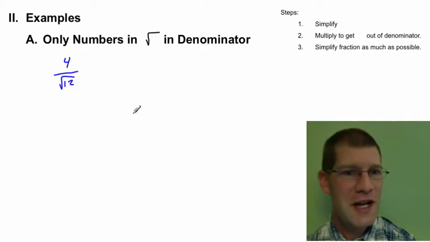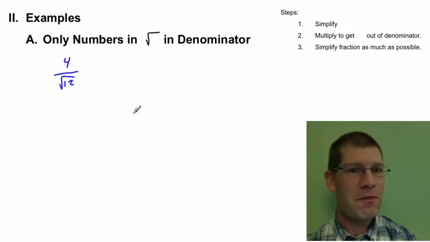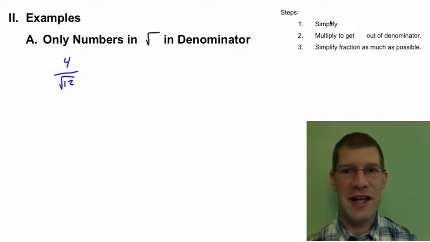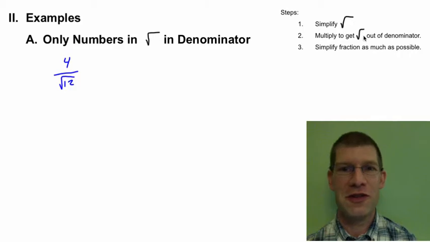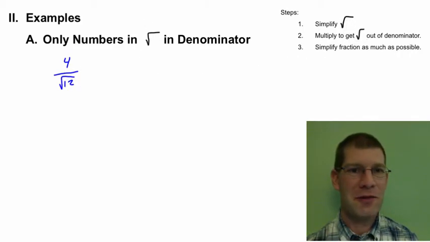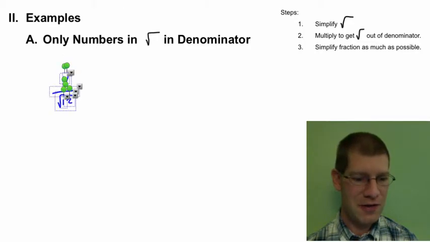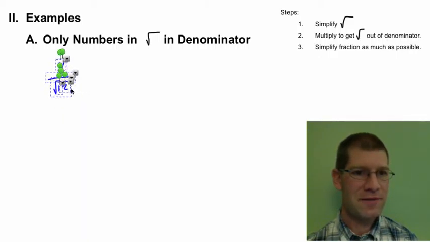So the examples. First example. We only have numbers inside the radical inside the denominator. You did quick. I have my steps right here, so if you didn't pause the video, you could pause it and quick copy those down. But here's going to be my example, and in hindsight, I should move this down a little bit. Nope, I'm going to leave it where it was.